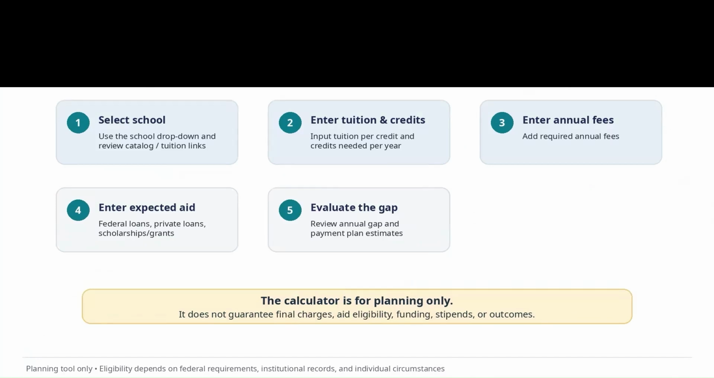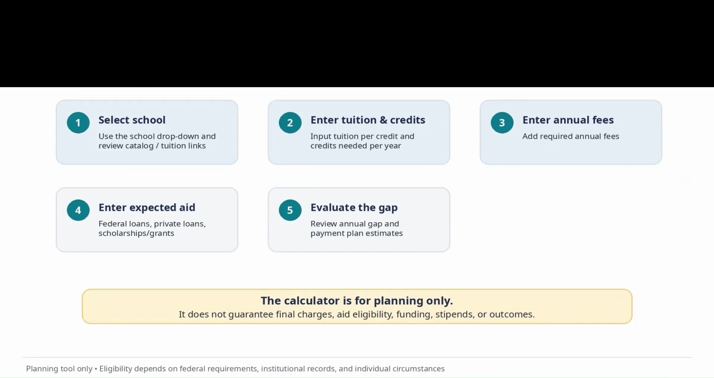The gap analysis calculator walkthrough. The gap analysis calculator is another planning tool. This tool helps students estimate whether their expected aid and other funding sources may be enough to cover their estimated costs. Students can select their school, enter tuition per credit, enter the number of credits they expect to take per year, enter annual fees, and then enter expected aid. The calculator then estimates the potential funding gap by year and across the projected time frame.